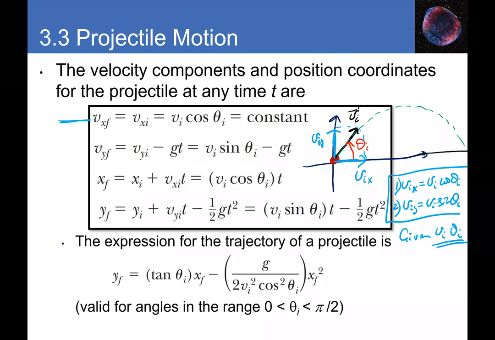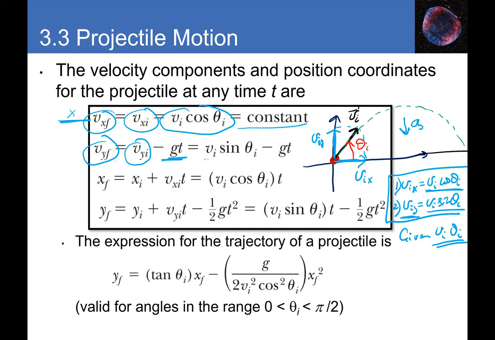See, this is the X direction motion. Initial velocity in X is the same as final velocity in X. How would we find that X component? V initial times cosine of theta initial, just like I have here, and it's constant, it's not going to change. How about in the Y direction? Are the final and initial velocities the same? No, because there's an acceleration in the Y direction, which means initial velocity minus gt gives you Y final. And the initial velocity is given by V initial sine theta initial. That's kind of what we have.